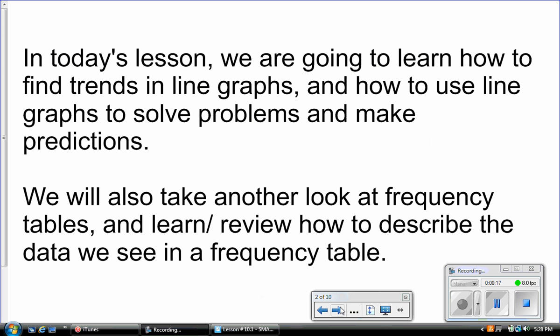In today's lesson, we are going to learn how to find trends in line graphs and how to use line graphs to solve problems and make predictions. We will also take another look at frequency tables and learn/review how to describe the data we see in a frequency table.